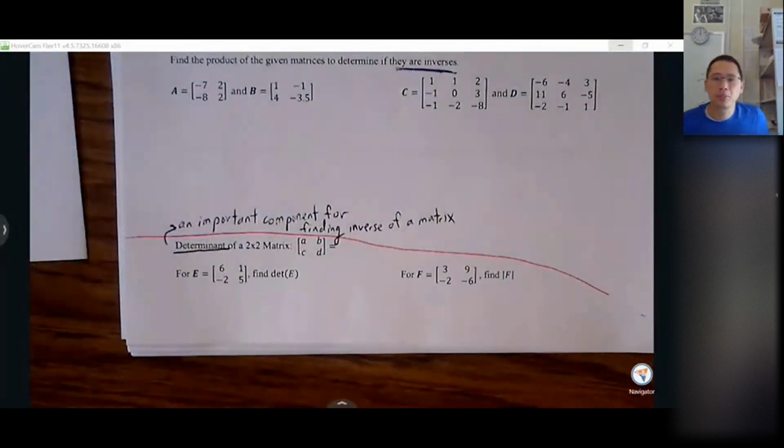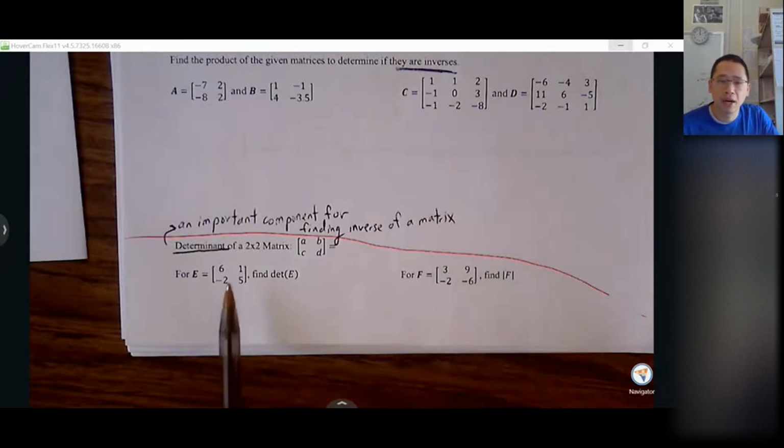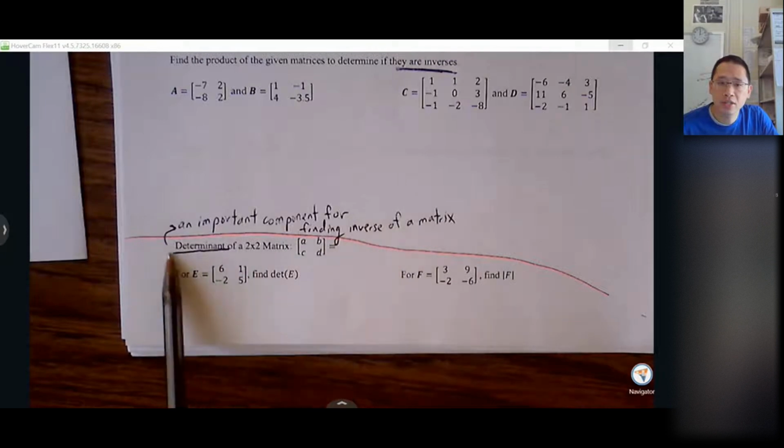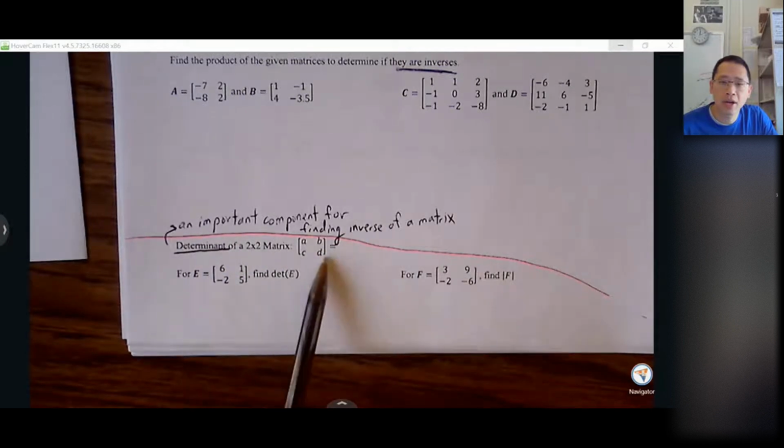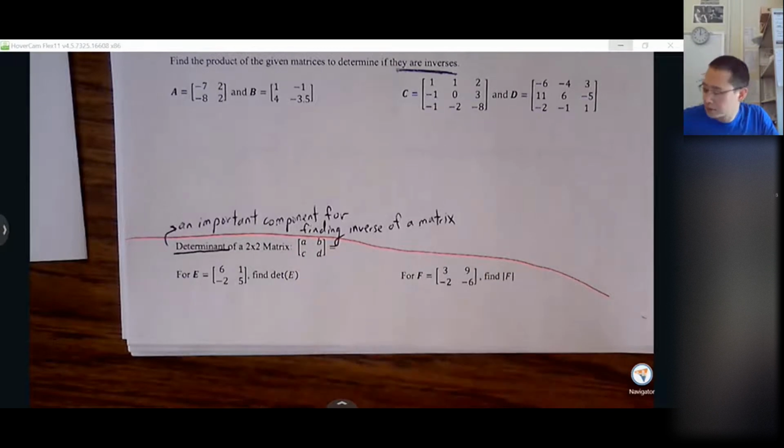Okay. A determinant is an important component for finding an inverse of a matrix. So here's how we find the determinant. There's a two-step process in order to find the inverse, and we're just going through this first portion first. A determinant is found by, in a sense, cross-multiplying the diagonals of the 2x2 matrix.